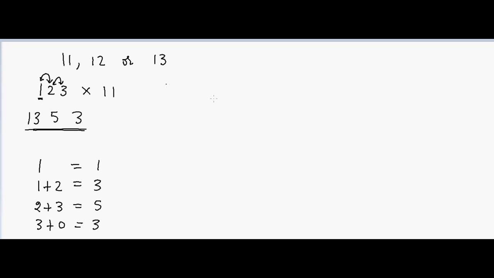Again, how will I do the same for 12? So if I have 1, 2, 3 and I want to multiply by 12, here I'll first take the first digit. The first digit we have is 1, so I'll just write a 1 here. Then we have another digit. To calculate the second digit of our answer, we'll take the first digit and multiply by 2 and then add 2 into it. So that will give me 2 into 1 is 2, plus 2, 4.